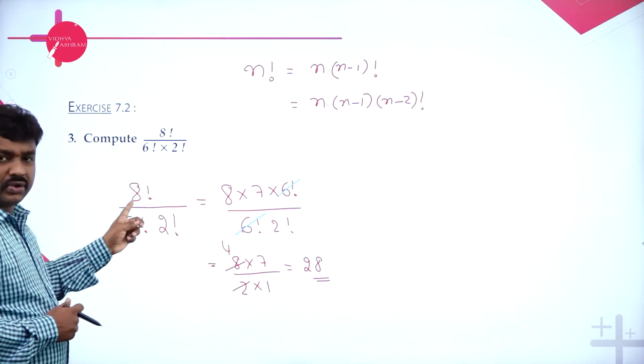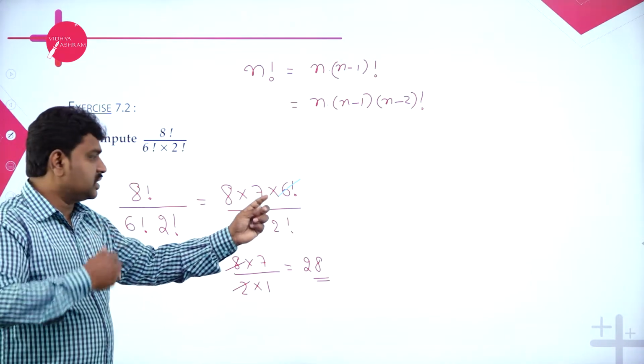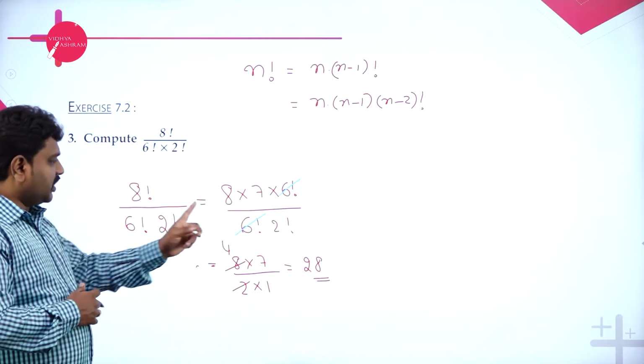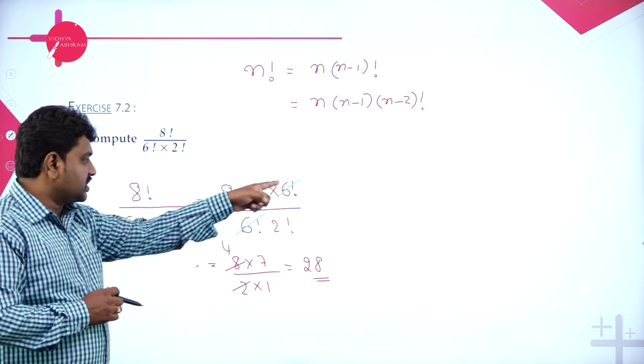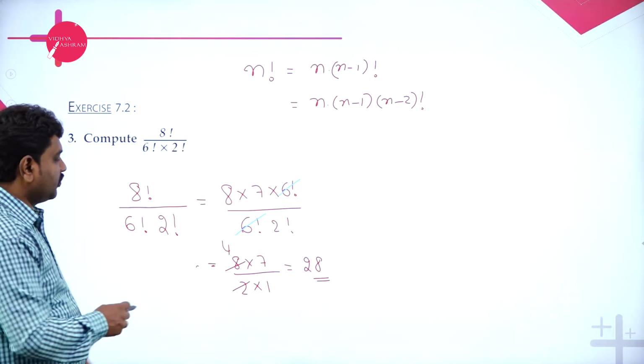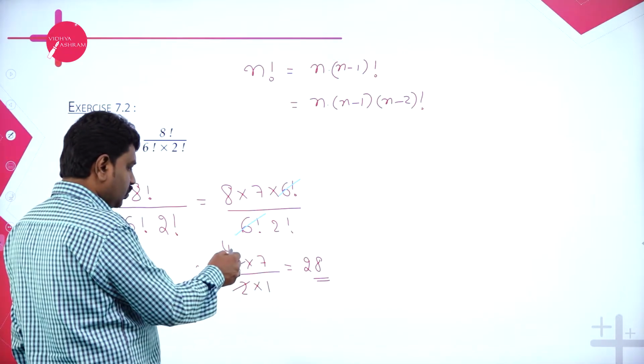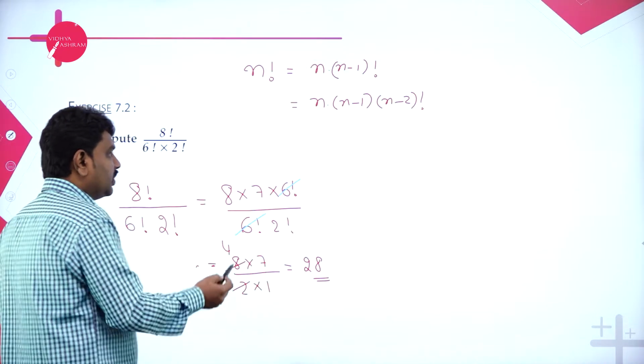So first 8 factorial was there. You can write 8 into 7 into 6 till 1 as 6 factorial. In the denominator we had 6 factorial. So these two cancel. I am left with 8 into 7 divided by 2 factorial, which is 2 into 1. 2 1s are 2, 2 4s are 8, 7 4s are 28. 28 is the answer.